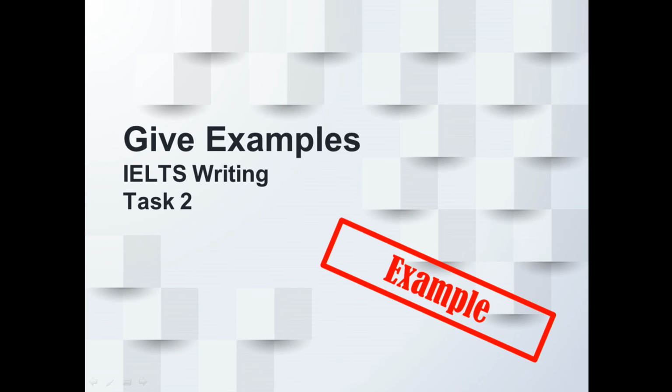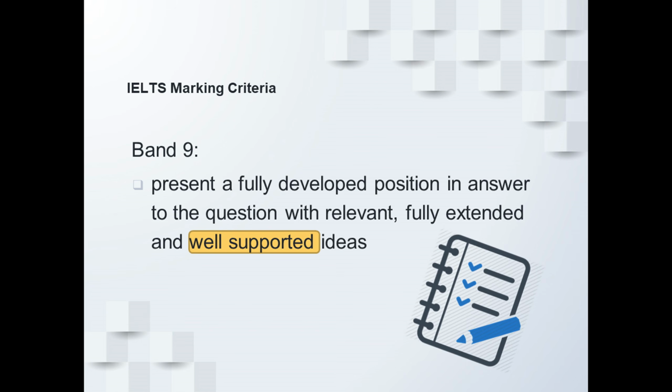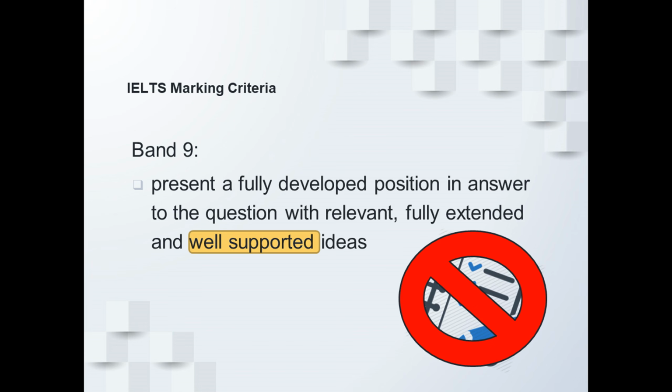According to the IELTS writing marking rubric, in order to get a Band 9 for task achievement, a candidate's essay must present a fully developed position in answer to the question with relevant, fully extended, and well-supported ideas. In other words, your ideas must not simply be stated as a list. Instead, you must expand upon your ideas with explanations and examples.